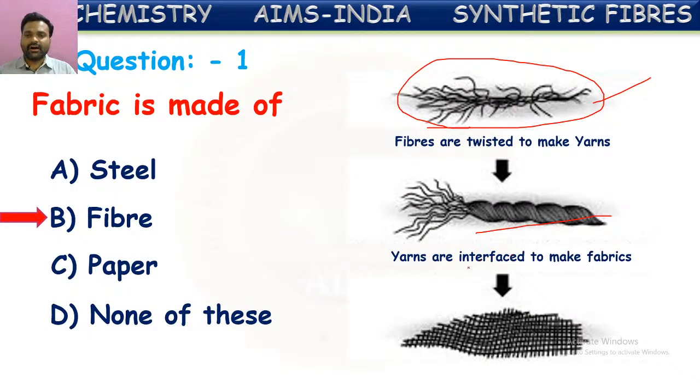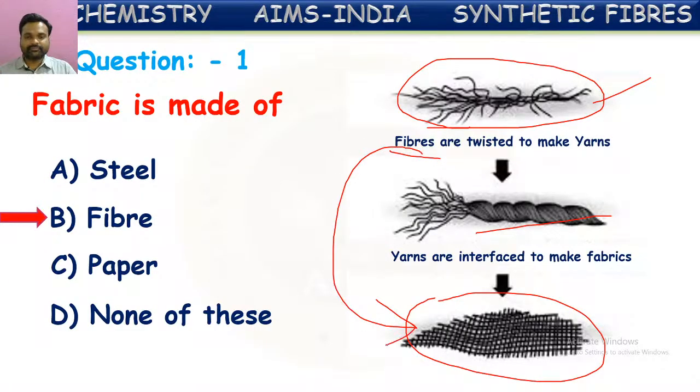These yarns are interlaced one into another to make fabric. Based upon this interlacing, inserting one into another, the design of these fabrics is obtained. So finally, these fabrics are obtained from fiber. From the fibers, we are getting these fabrics. This fabric is used for making clothes and garments. So fibers are the sources for fabrics.